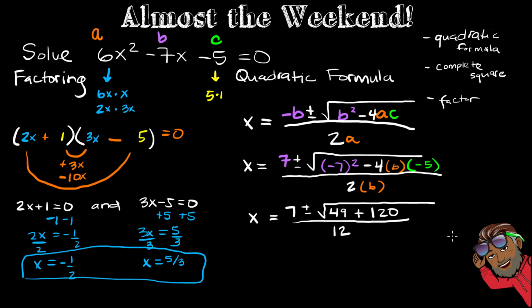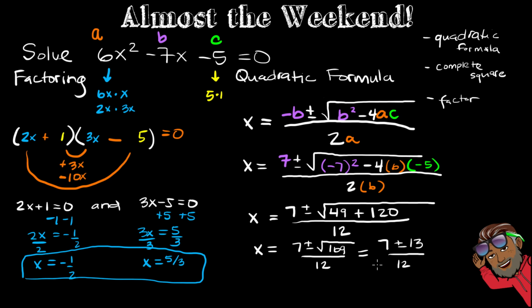Next, do any of the simplifying. That means add, subtract, divide, or multiply. I have addition here, so I'm going to go ahead and add that. So we get x equals 7 plus or minus the square root of 169 divided by 12. Now we can simplify this a little bit further because the square root of 169 is going to come out to 13. So I have 7 plus or minus 13 over 12.